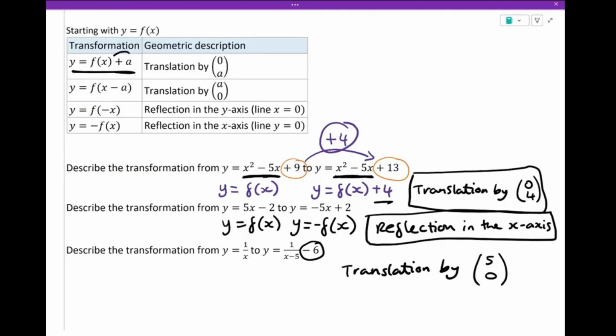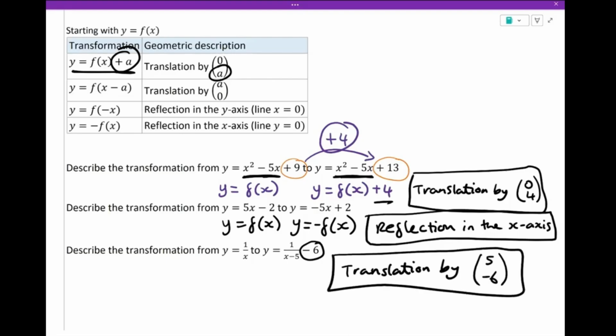Our value for a is just what's being added or subtracted. That's going to be the negative 6, and that is the vertical component of our translation vector. So instead of writing a 0 down here, I'm going to replace it with a negative 6. Essentially, we have a translation in both the horizontal and the vertical direction.